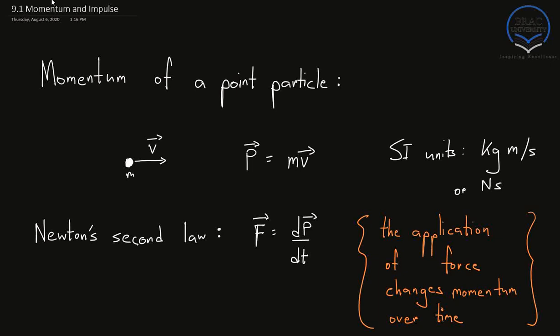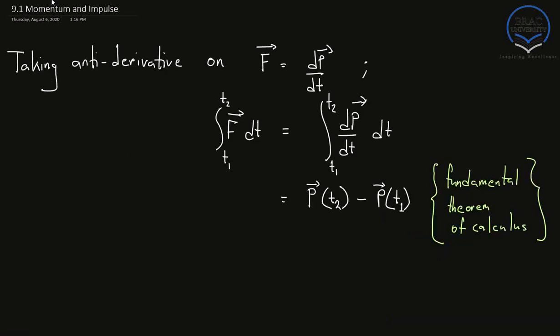Well, now that we have this form of Newton's second law, this most general F equal to dp by dt, what can we do with it? We could try taking an antiderivative on both sides of this equation. We can try to integrate both sides from times t1 to t2. When we integrate dp by dt with respect to time, by application of the fundamental theorem of calculus, basically taking an antiderivative on a derivative, we just get p(t2) minus p(t1), which is the change in momentum between the times t2 and t1, right?